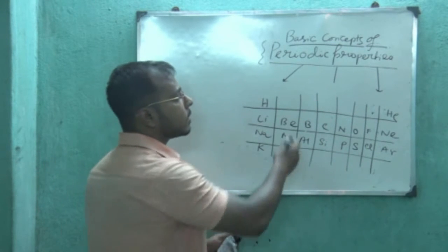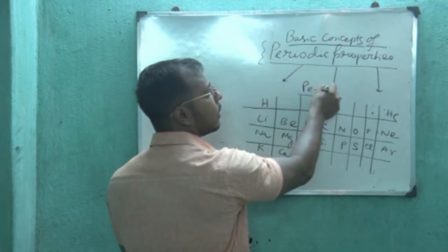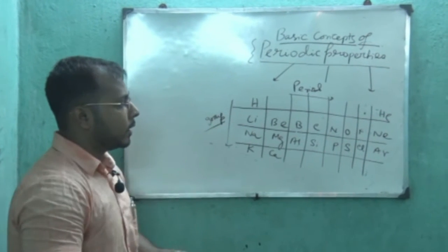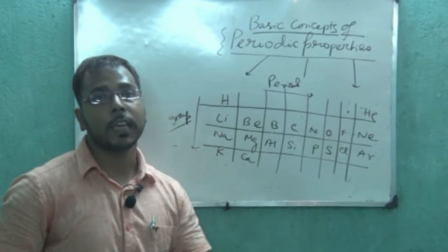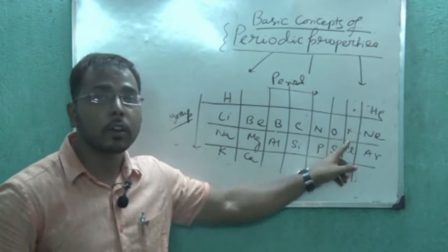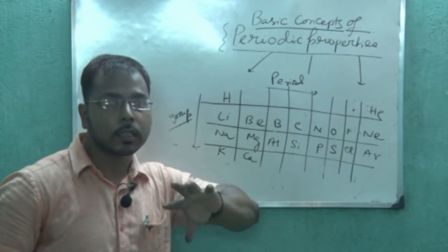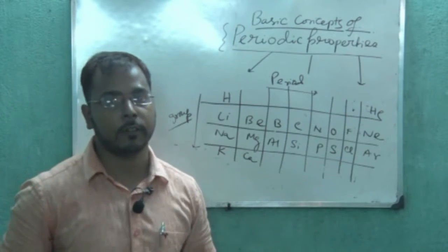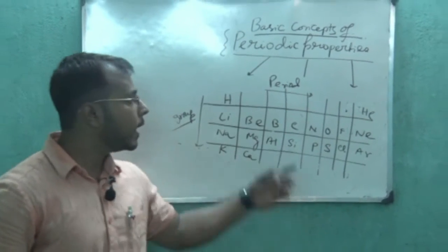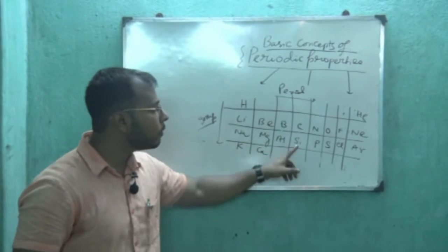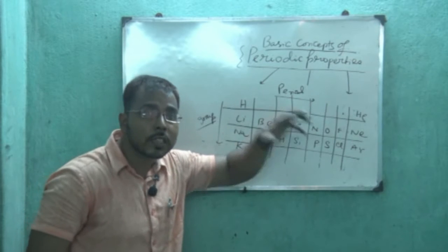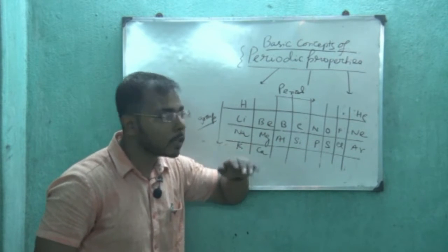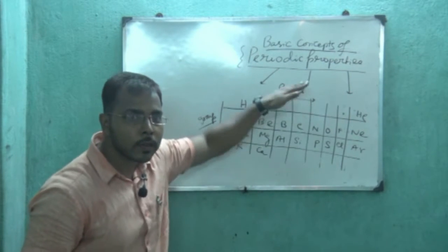Okay, so this is period and this is group. The elements belonging to the same group will have similar properties. That means fluorine 1s2 2s2 2p5, chlorine 3s2 3p5, bromine 4s2 4p5, and below that iodine 5s2 5p5. So their electronic configurations are the same. Nitrogen 1s2 2s2 2p3, phosphorus 1s2 2s2 2p6 3s2 3p3. That means 2s2 2p3 and 3s2 3p3 have similar electronic configuration, so they belong to the same group.